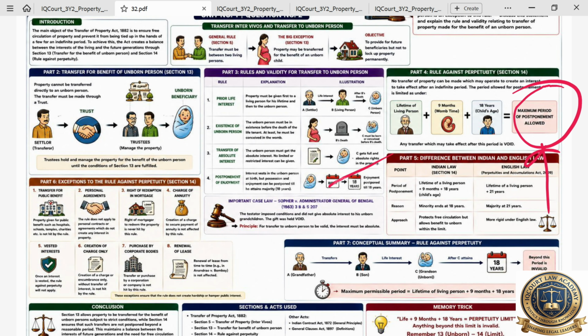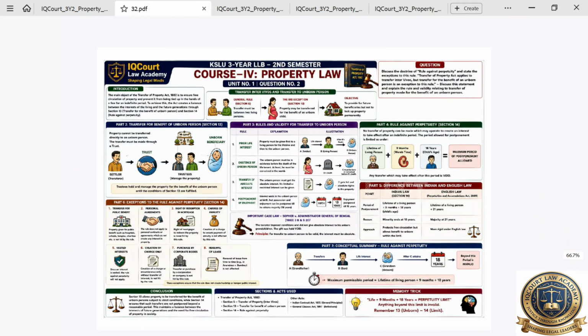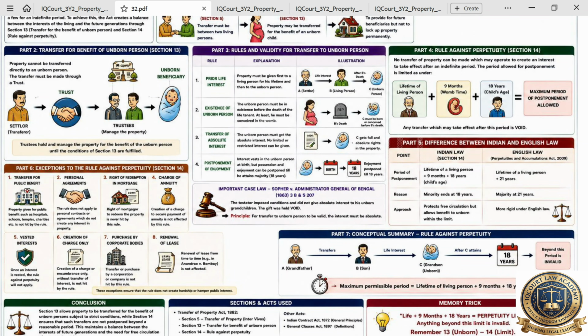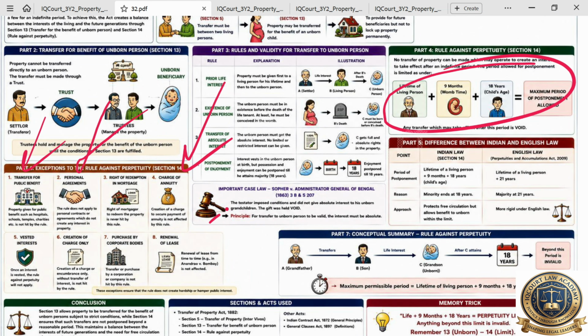So in this case law, it says for a transfer to an unborn person to be valid, the interest must be absolute. Very, very important. But in these cases, that limit won't apply. The 18 year limit won't apply. For public benefit, personal agreement, for these things, that limit won't apply.